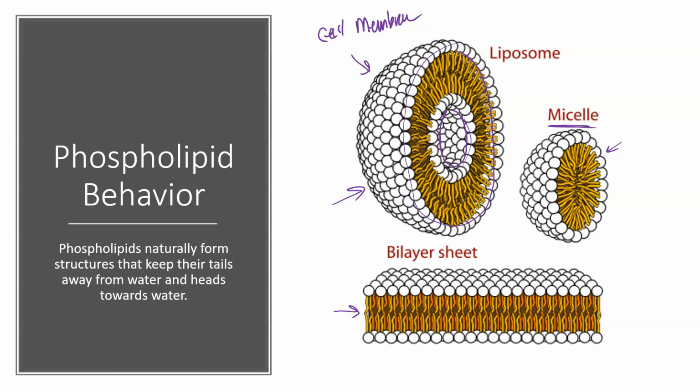It just depends on the number of molecules, but the important concept to address is that while it isn't necessarily vital that you understand what a liposome is or what a micelle is, you do understand that the heads are going to orient themselves out towards water, and the tails are going to orient themselves in, and that the phospholipids are going to create a bilayer.